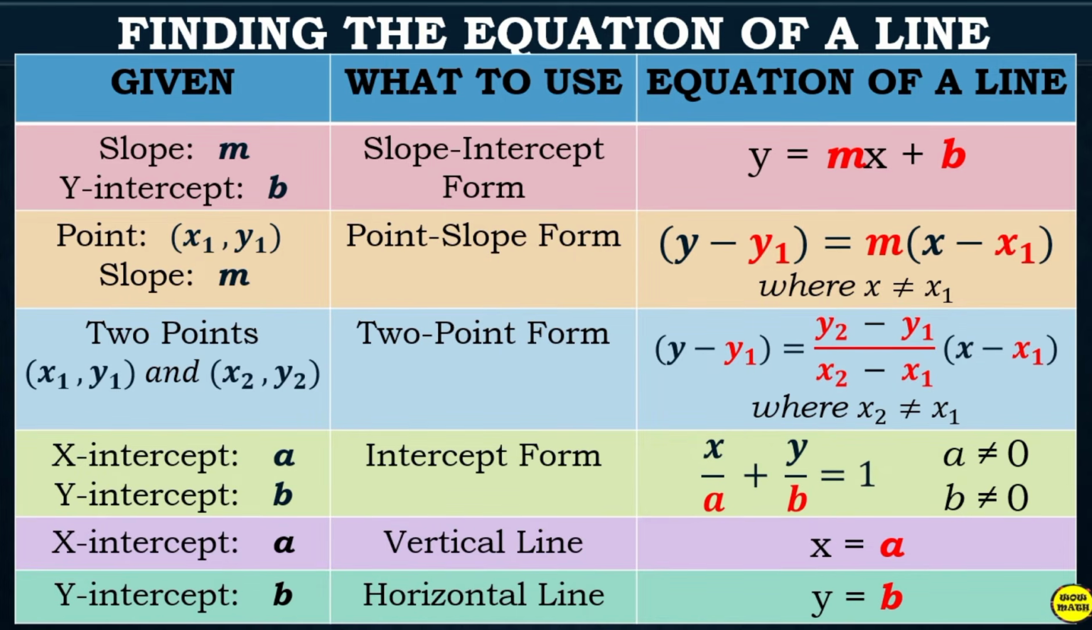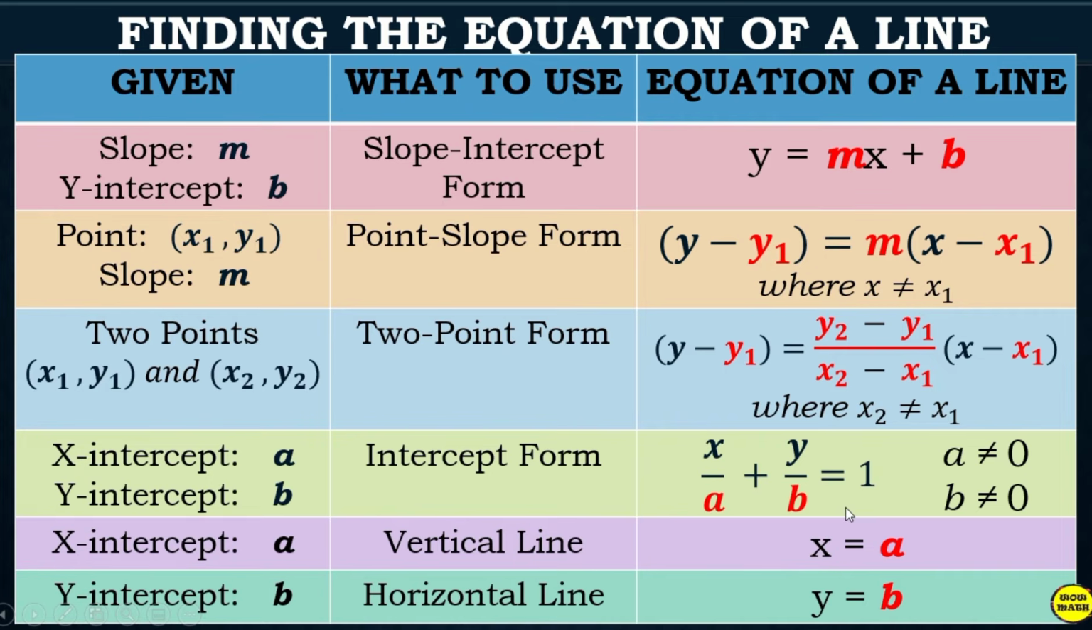Okay, so I have here the table in finding the equation of a line depende po sa ating given. So, kung ang given mo ay slope at y-intercept, then you will use slope-intercept form. Kung ang given mo naman ay isang point at slope, then you will be using point-slope form. Kapag 2 points naman, you're going to use 2-point form. And this time, since ang given natin ay x-intercept at y-intercept, then we will be using the intercept form, which is x over a plus y over b is equal to 1. So, ito po ang ating intercept form.